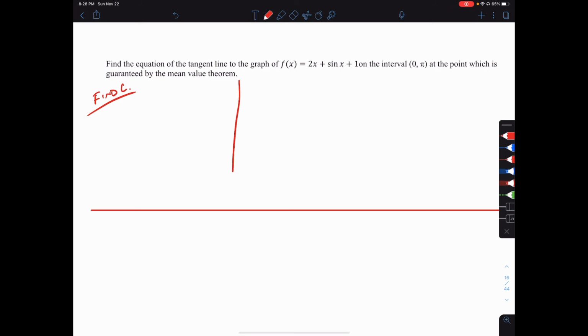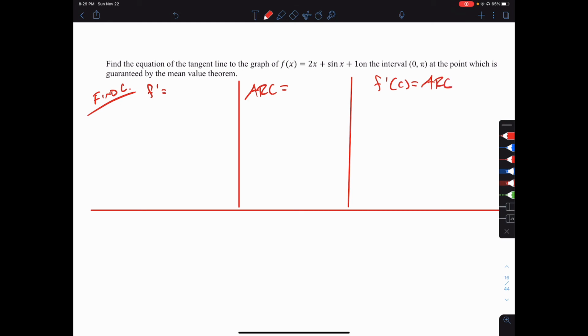So I'm going to break this down to 3 parts once again. I'm going to find f prime here. I'm going to find the average rate of change here. And then I'm going to set f prime of c equal to the average rate of change. So the derivative of this is going to be 2 plus cosine of x. The average rate of change is going to be f of 0 minus f of pi over 0 minus pi.